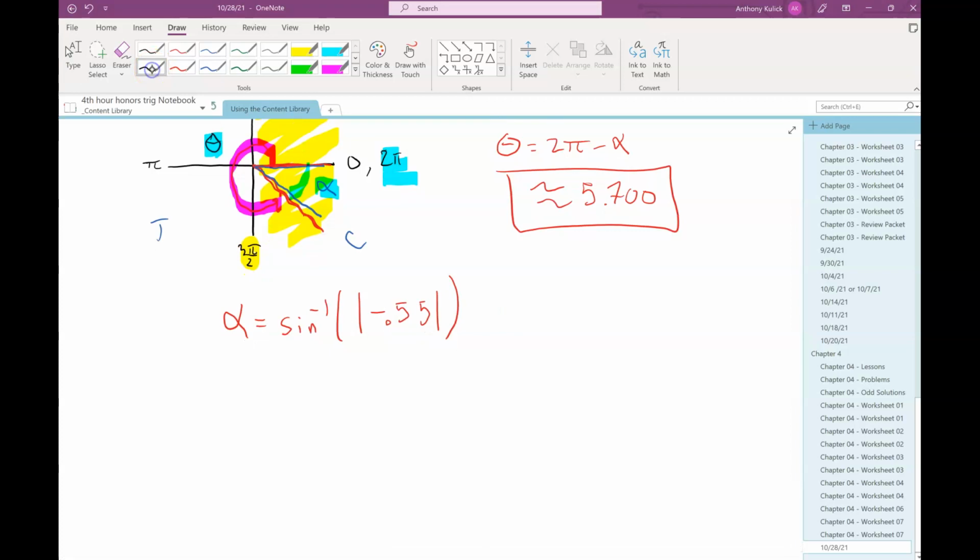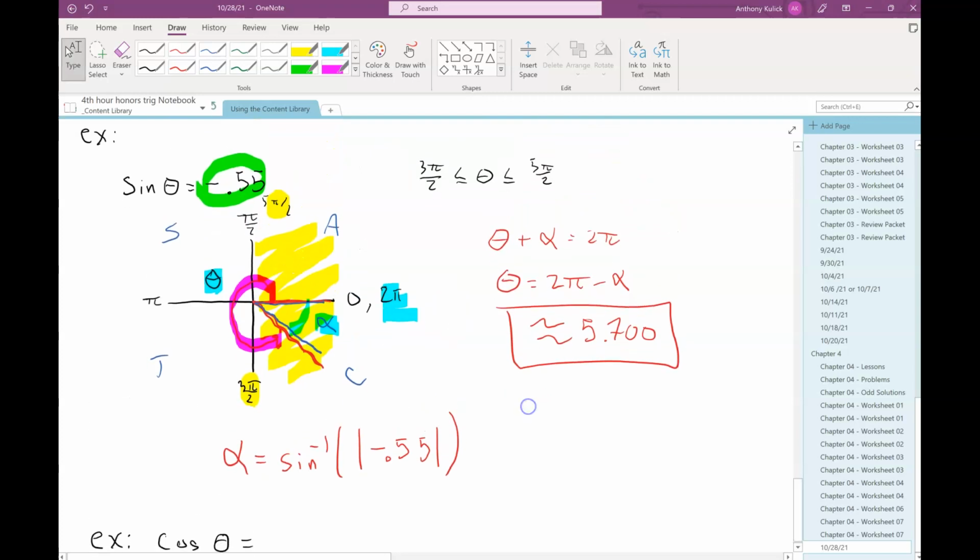Okay, let's do another example. Yes, Zach. How did you know that theta and alpha equal 2 pi? From the picture I drew. So again, if I follow this, this much is theta, right? And then this much is alpha, and that ends at 2 pi. Okay, that makes sense.